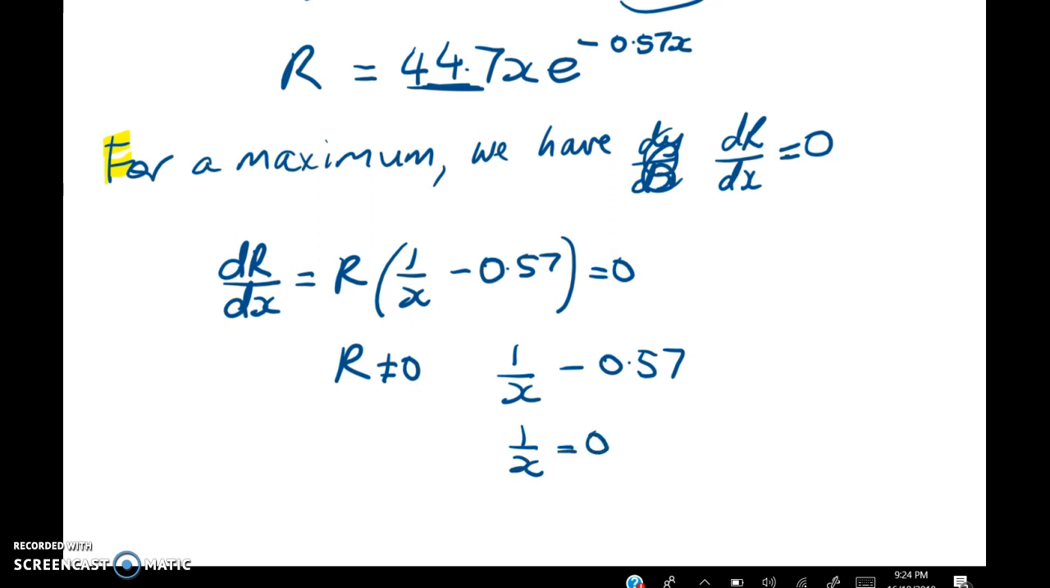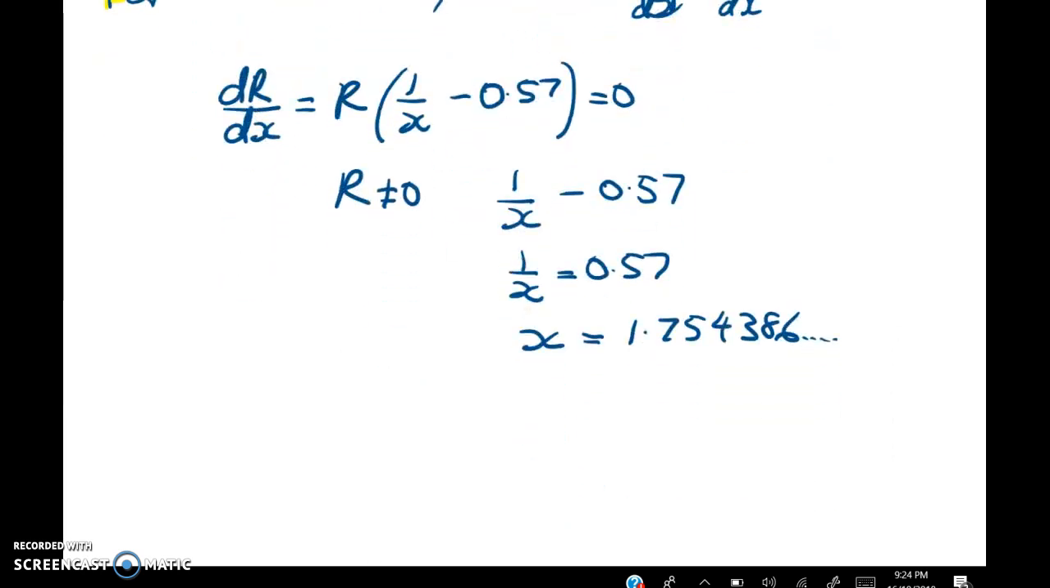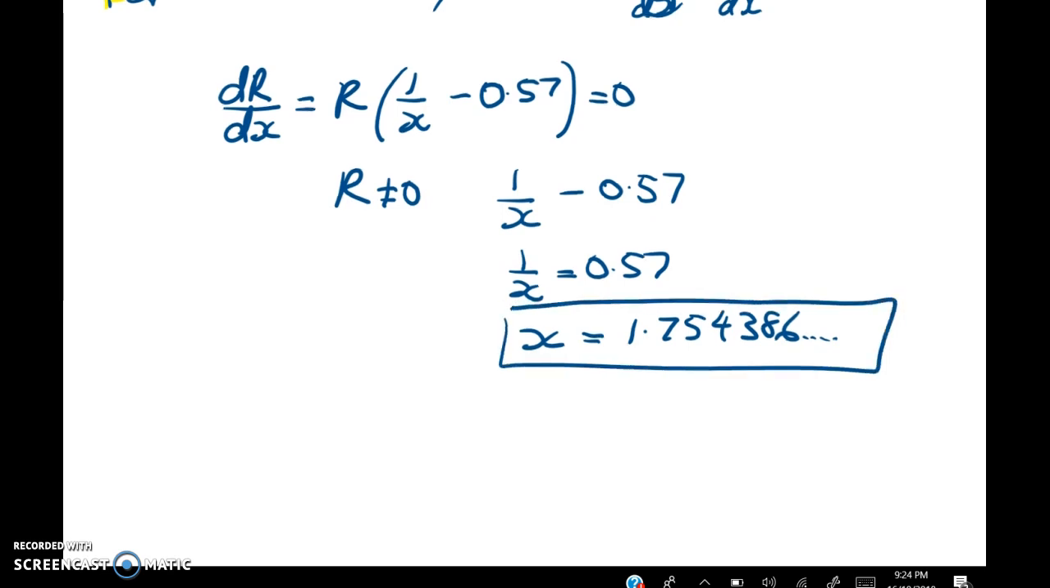1 over x is equal to 0.57. X works out to be 1 over that, which is 1.754386. I'm not rounding there. I know I'm being slightly inconsistent, but never mind. Okay, so that's the tax rate that is going to cause me to get as much revenue as I can. What I have to do now is to find the limiting value of revenue.